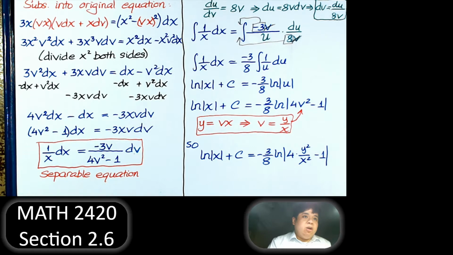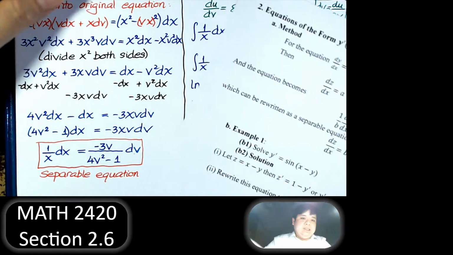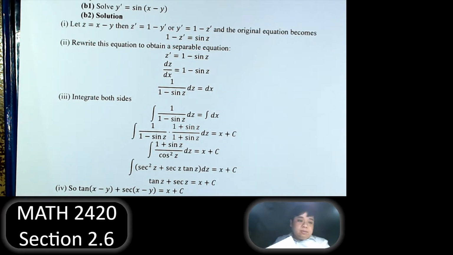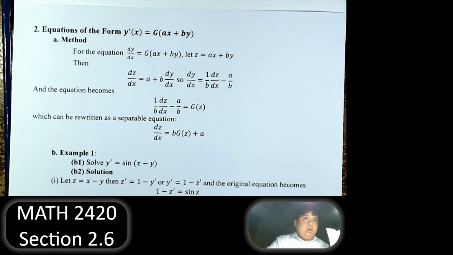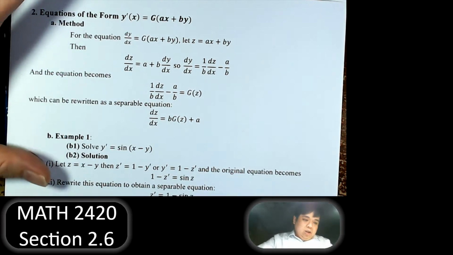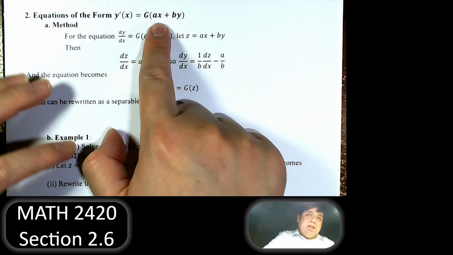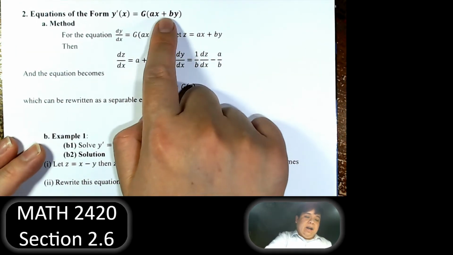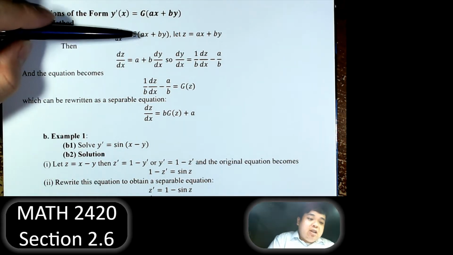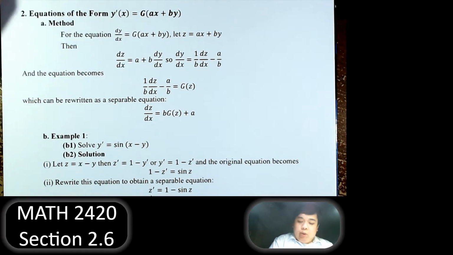Now we go to the second part, and as mentioned before, this section has 3 parts. So the second part of it is the equation where we can use substitution. Right, so equation of the form derivative is equal to a function of a combination of x and y. So if the right hand side is a function of a combination of x and y, we will let that equal to z.